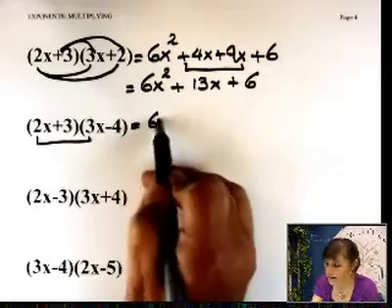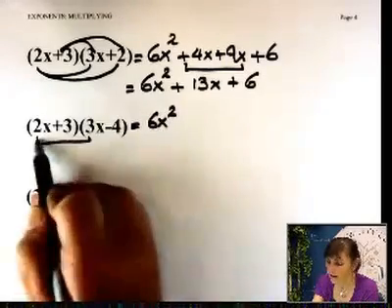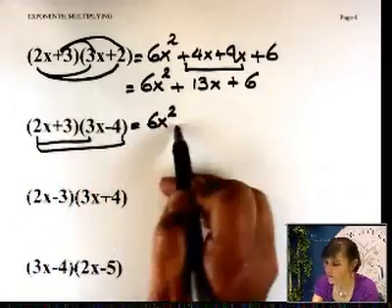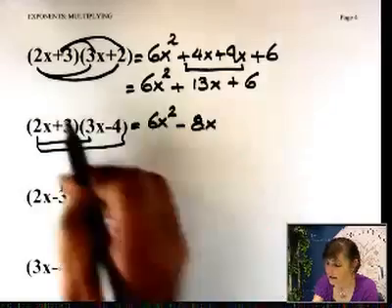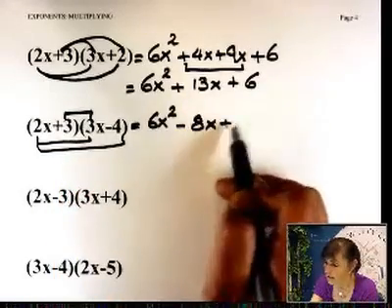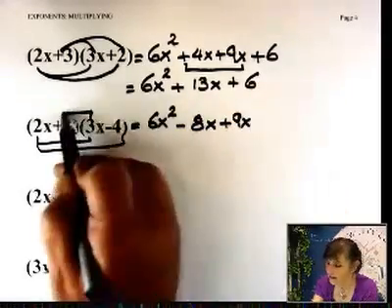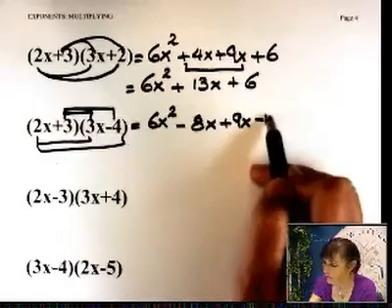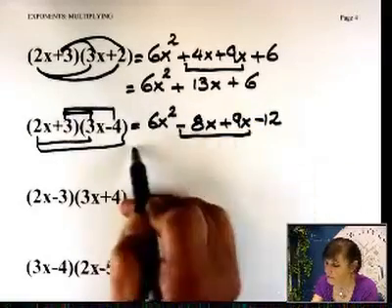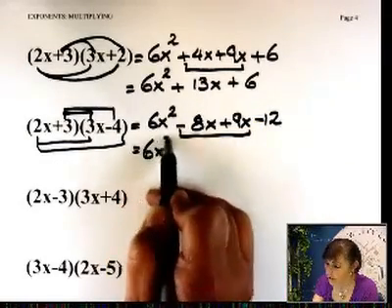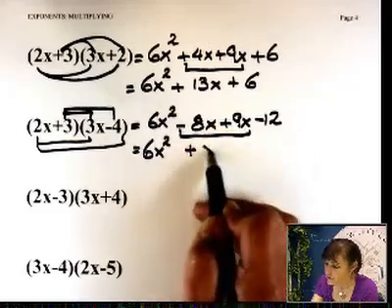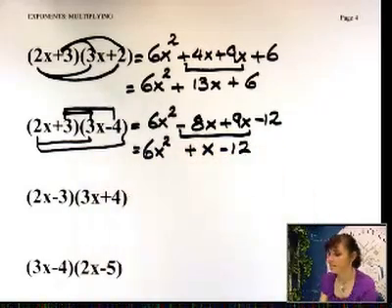2 times 3, that's 6x squared. Outside, 2 times negative 4, negative 8. Inside, 3 times 3, positive 9. 3 times negative 4, negative 12. Combine the middle terms. 6x squared. Plus 1x, which is x, minus 12.